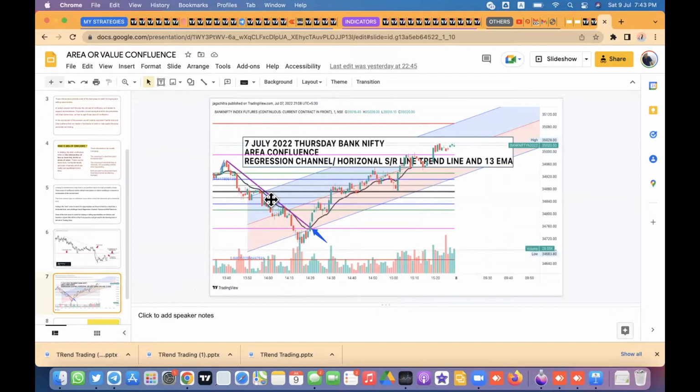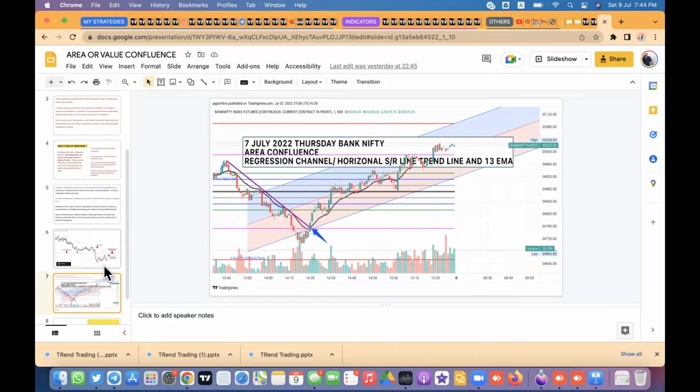So this particular chart is a daily chart on Thursday. When I was preparing this presentation on Thursday night, I just drew this. Unfortunately, I can't give a link because by mistake I deleted that in TradingView. But this is the snapshot. Fortunately, I had this snapshot.